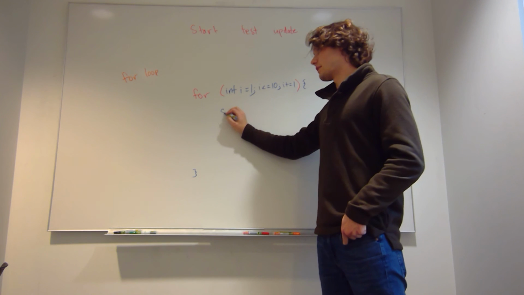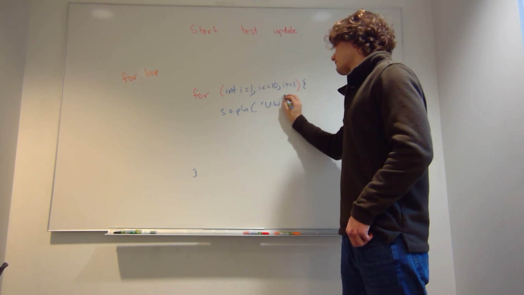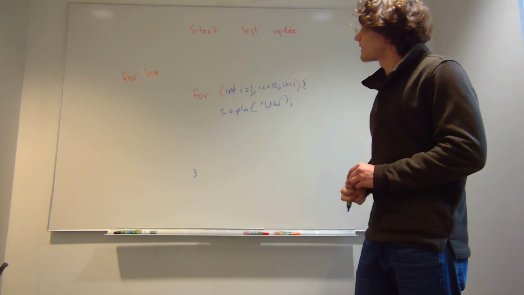So, for example, I could, you know, System.out.println UW. And that would be a for loop.